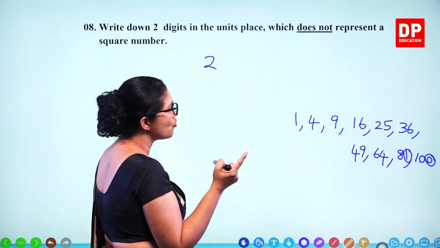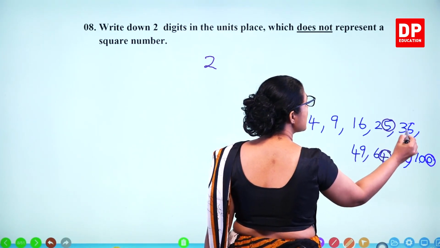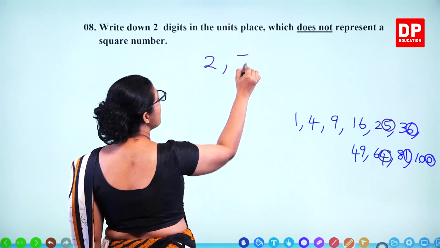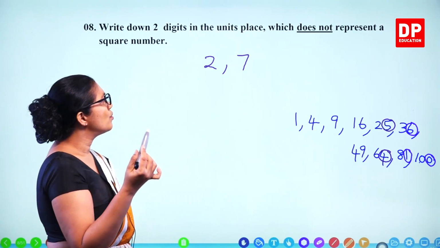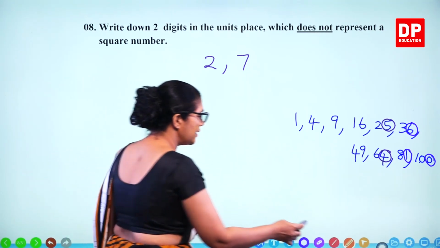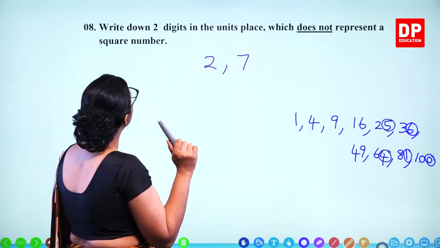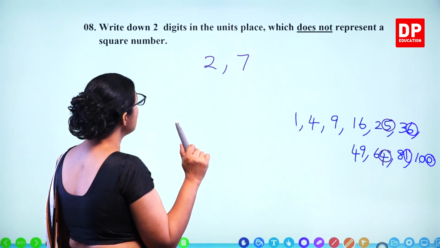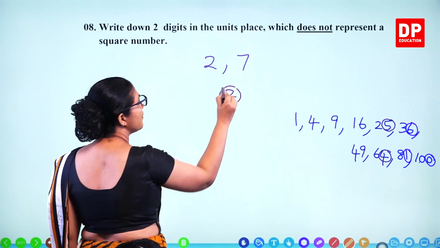3 also you can write. 4 is there. 5, 6 are there, and 7 is not there. Another number is 7. So you can write 2, 7 or 2, 3. Those are the numbers that do not come as the last digit, the units place, of square numbers. So you get 2 marks there.